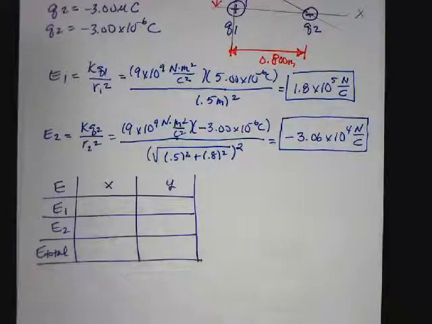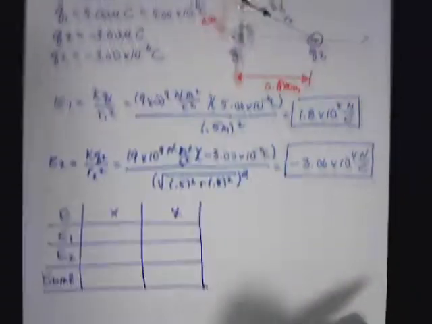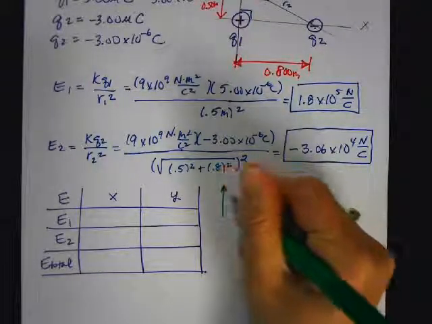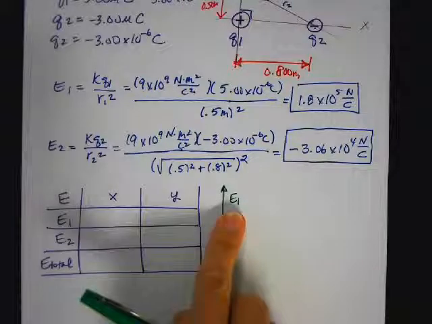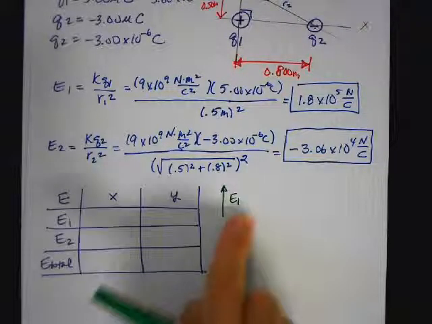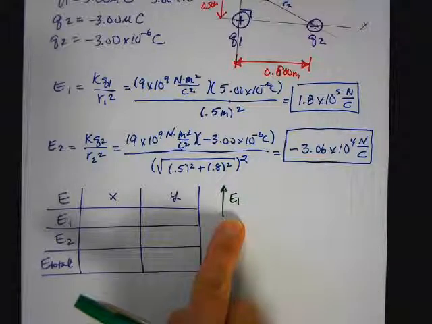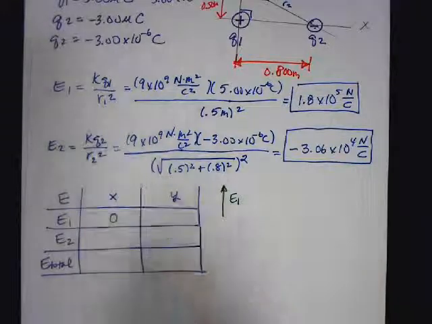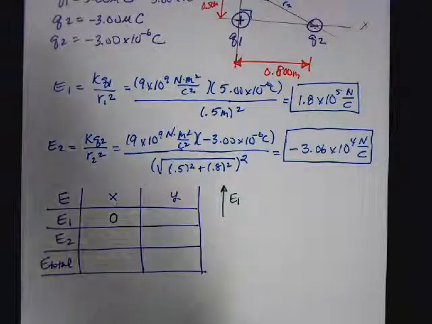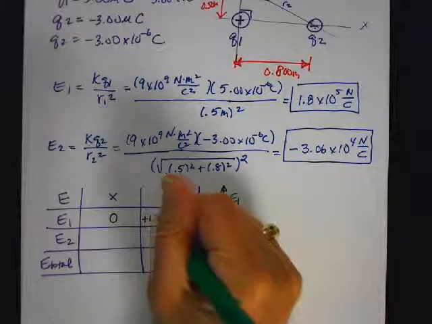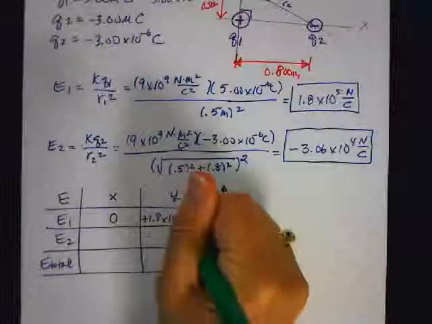All right, now let's just look at E1. Here's E1. Now, if I redraw it, this is what E1 looks like. Does E1 have an X component? No, it's going straight up, so I know this is 0. And then the Y component is the magnitude of that, so it's positive 1.8 times 10 to the 5 newtons per coulomb.